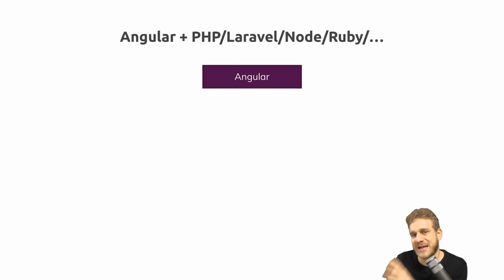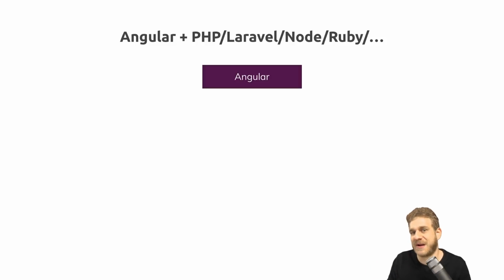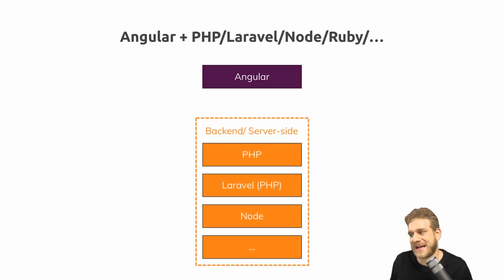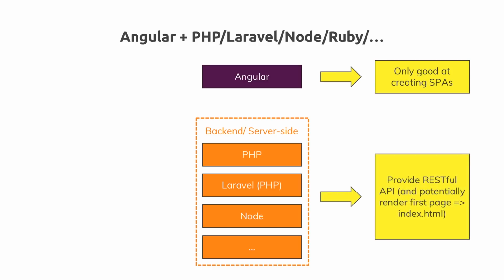Angular, in the end, creates the client-side app, a single-page application running in the browser. It doesn't care about your server because it doesn't run there. So you can build your server-side backend with any language and framework you want. Angular is only good at creating SPAs, so it only creates that, it only runs that, and your server-side backend now needs to be a RESTful API. So not a backend where you render views, like with Laravel's Blade templating engine, you're not doing that.